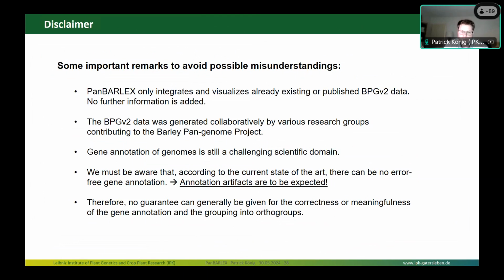And we all know, I think, that gene annotation of genomes is still a challenging scientific domain. Therefore, we must be aware that according to the current state of the art, there can be no error-free gene annotation of a genome. So be aware, annotation artifacts are to be expected, and don't take all the data at face value. And in general, we cannot guarantee that the data at all and the gene annotation and the grouping into orthogroups is 100% correct or 100% meaningful.